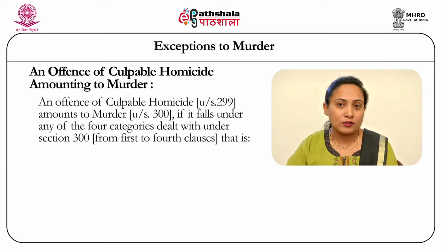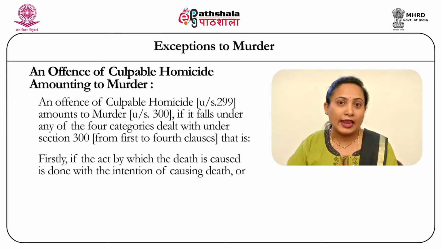It has 4 clauses, and the first refers to an act of killing somebody with an intention of killing that person. Being an offence with the clear intention of killing a person, it's considered an offence of murder, and therefore it's generally referred to as culpable homicide amounting to murder.